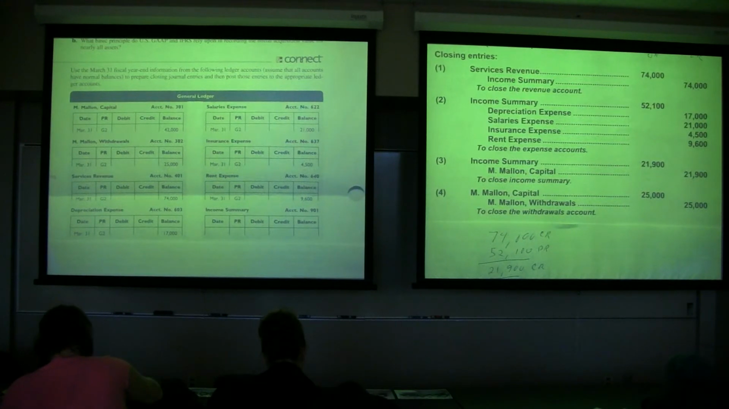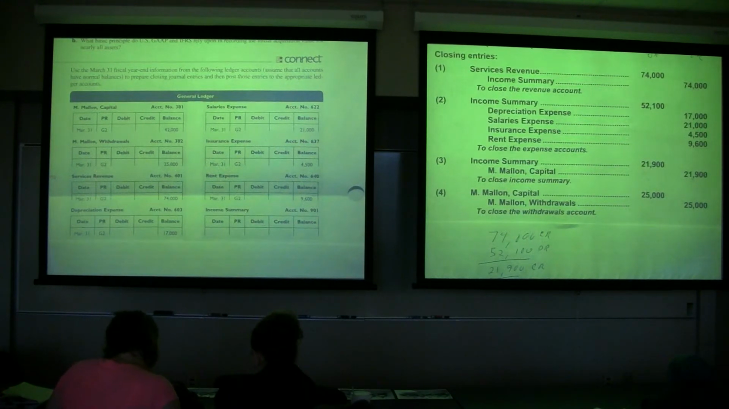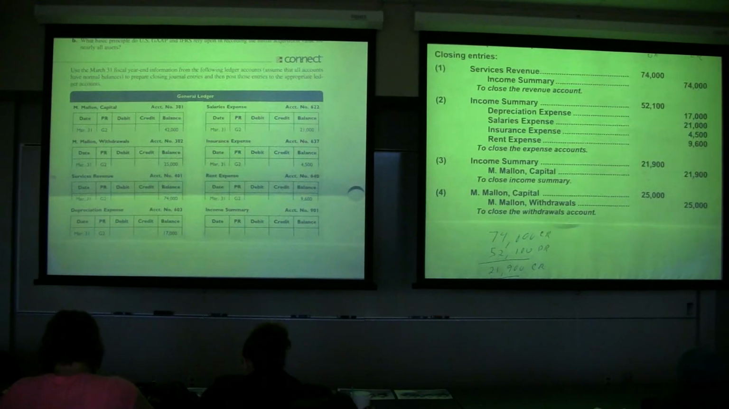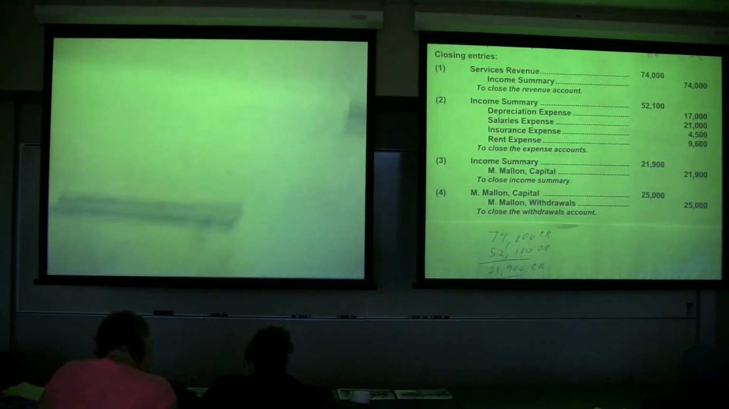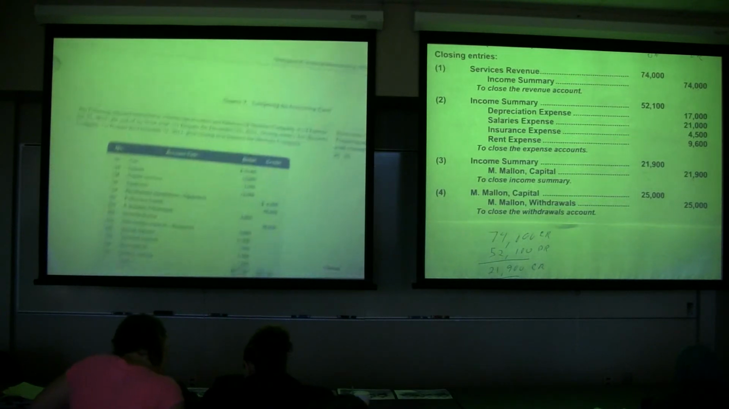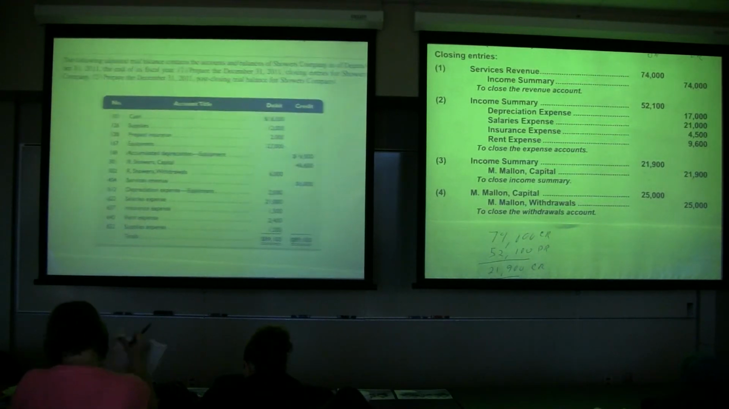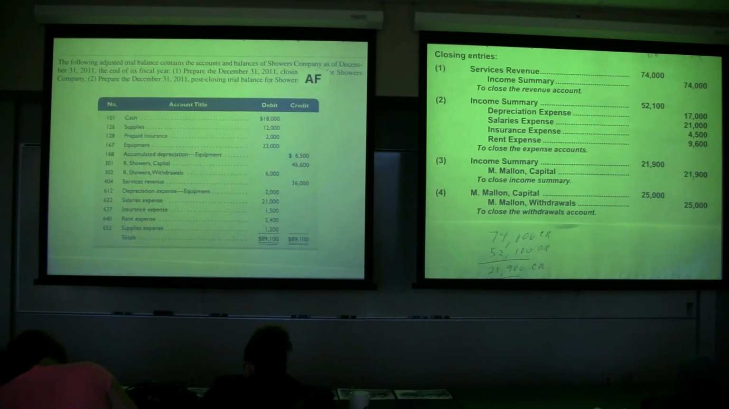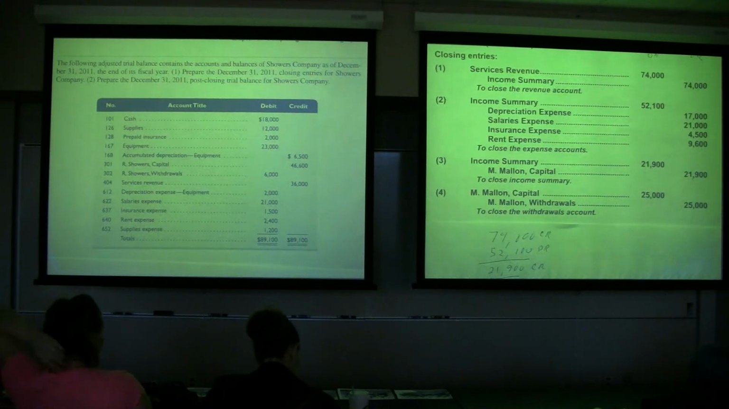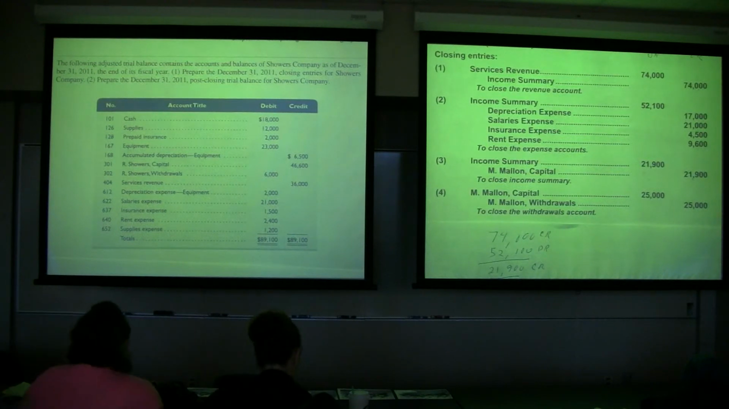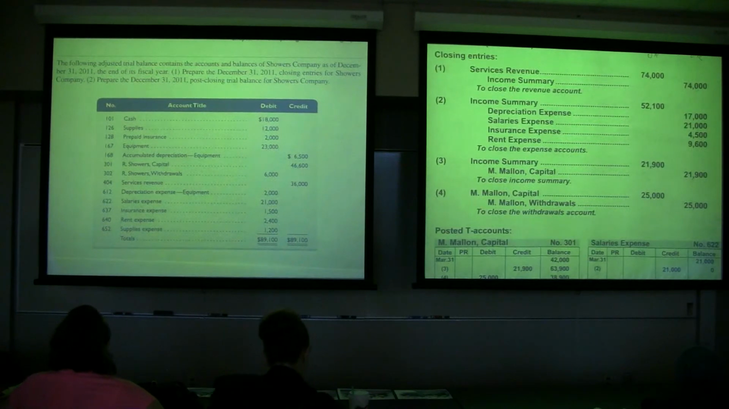Let's do exercise 4.3. You find that on page 161. So let me move this up to 161. Here's 4.3. The following adjusted trial balance contains the accounts and balances of the Showers Company as of December 31st, 2011, the end of this fiscal year. Compare the December 31st, 2011 closing entries for Showers Company. And then they do the post-closing trial balance.